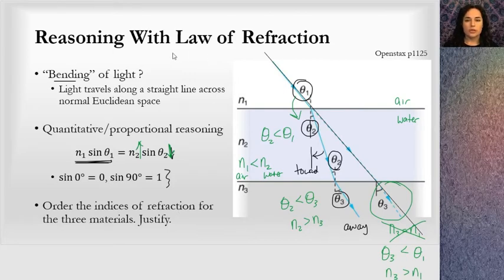So that's how you reason with the law of refraction: you remember the values for the sine of an angle, and then the index of refraction must increase or decrease in the opposite direction to what the angle increased or decreased.